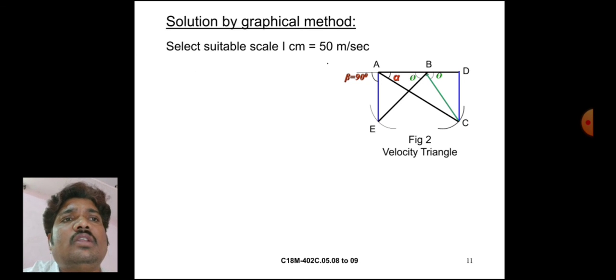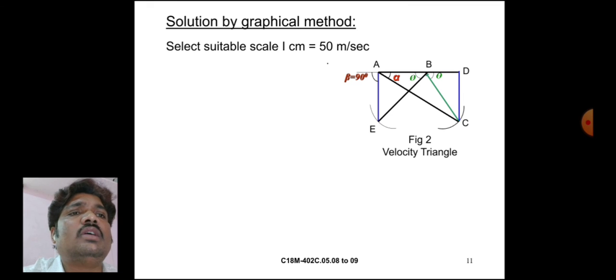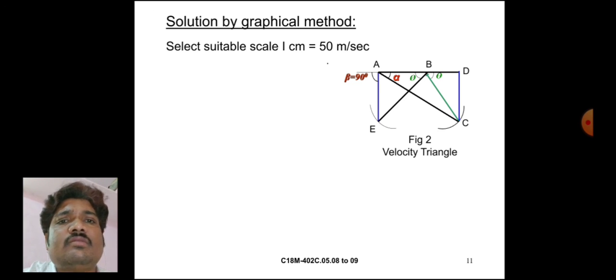Solution by graphical method. Select a suitable scale: 1 centimeter is equal to 50 meter per second. As shown in this figure, A, B, C, D are the vertices. Theta and phi are the inlet and outlet blade angles. Alpha and beta are nozzle angles: alpha is the inlet nozzle angle, beta is the outlet nozzle angle.